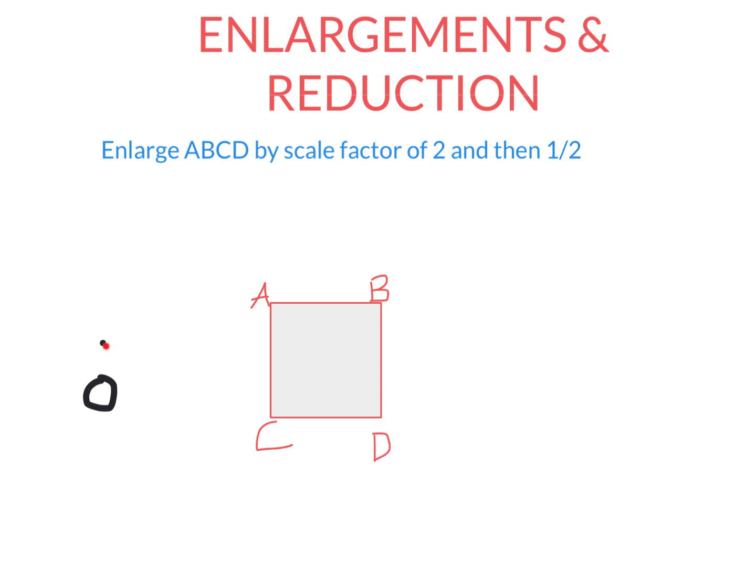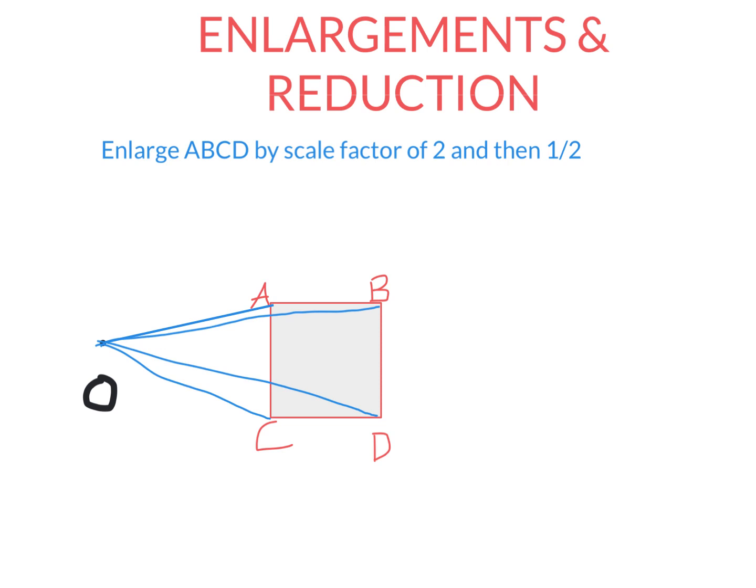To enlarge a shape like this, you need what's called a center of enlargement. That's this point O. This is basically a point that doesn't move. It's like this point is fixed and you're stretching away from O, but O will stay where it is. So how do I actually enlarge this shape by a scale factor of 2? Well, what you need to do is draw a line from the center of enlargement to each of the vertices.